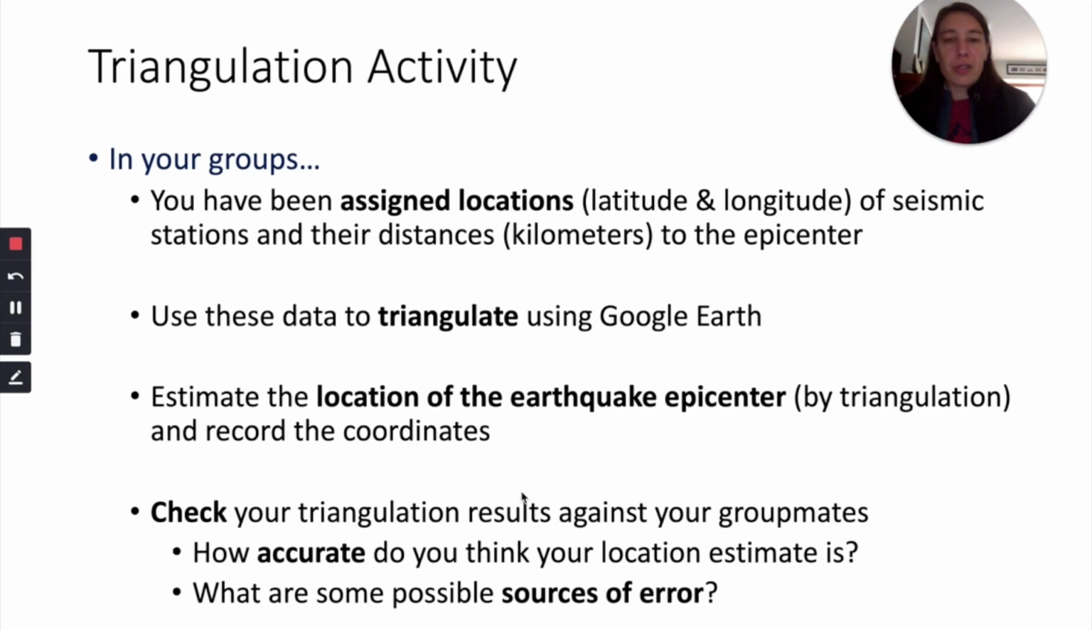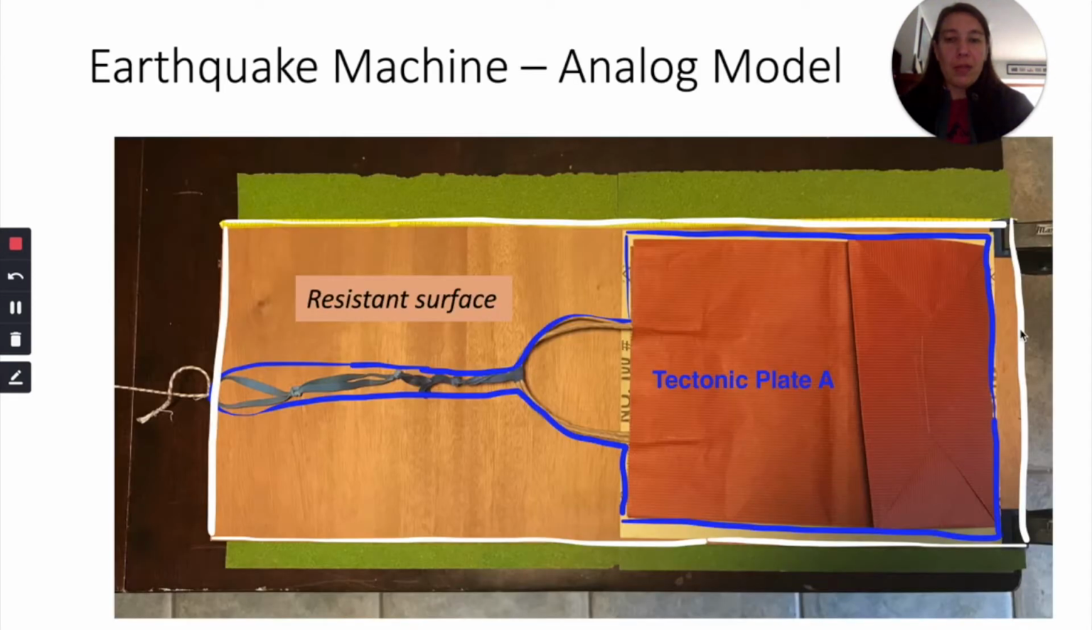Check your triangulation results against your group mates. So let's have a moment there for you to think about and reflect with your group mates how accurate your location estimate is and what the sources of error might be. Once you've done that, you're going to move on to part 2 of the lab.